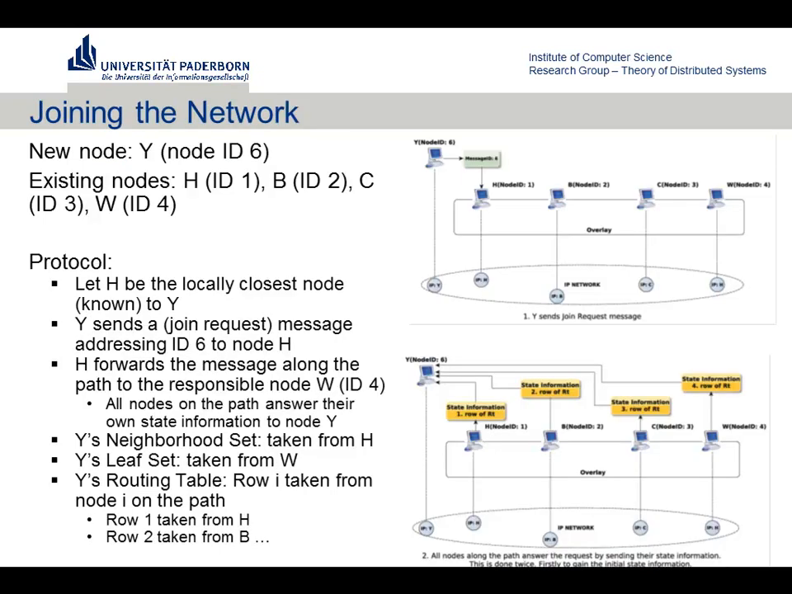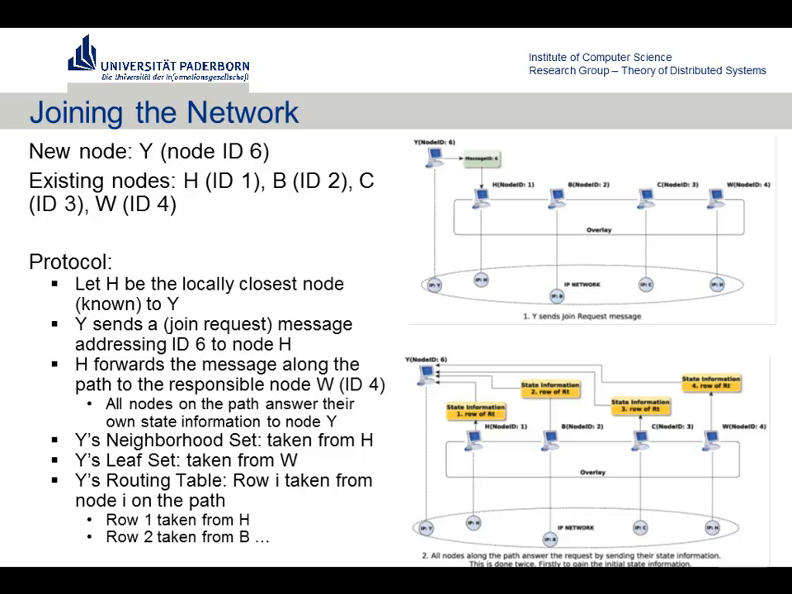So first of all, can you read it? I'm not sure. Otherwise I can explain it. So basically in this case we have node Y, and it wants to join the network which has the nodes H and B and C and W. Okay, and now we have some locally closest node that we should know, and that's for example this one, because it's also from Germany, it's also from Paderborn.